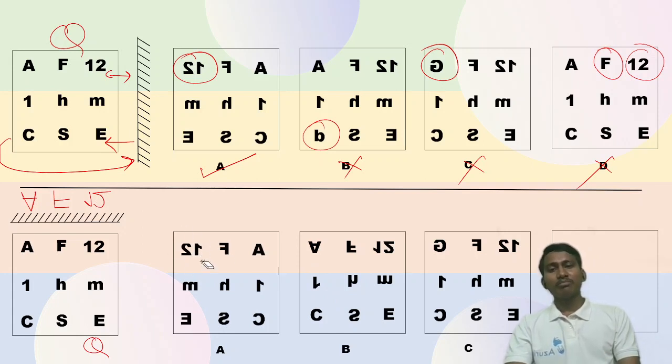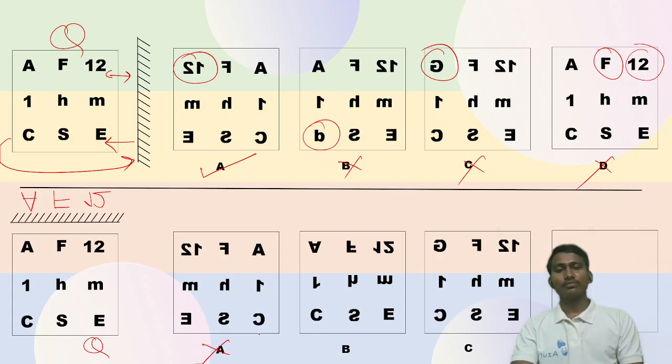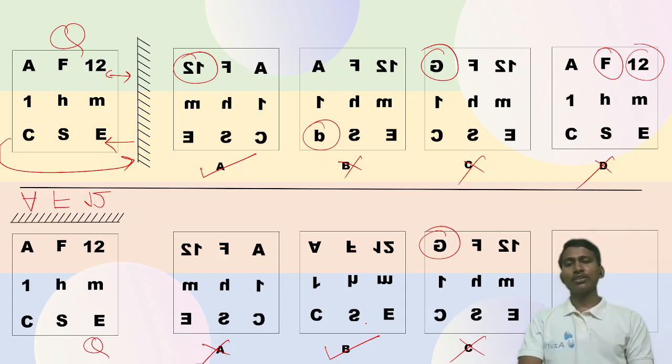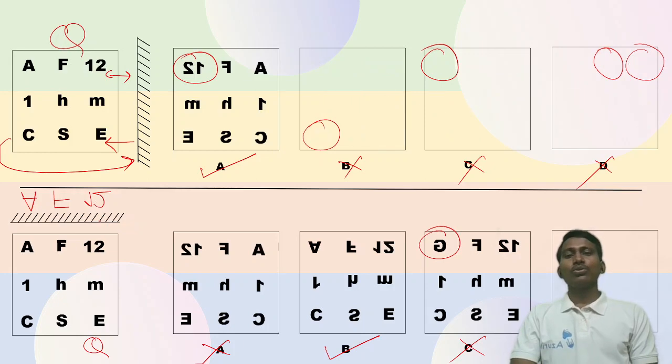Here in front, that is first 12 is placed, so that is why A is wrong. And in B everything is as it is, and in C there is an extra G, so not possible. So the answer will be option B. Got it? So that is how the answer will look. Okay, good.